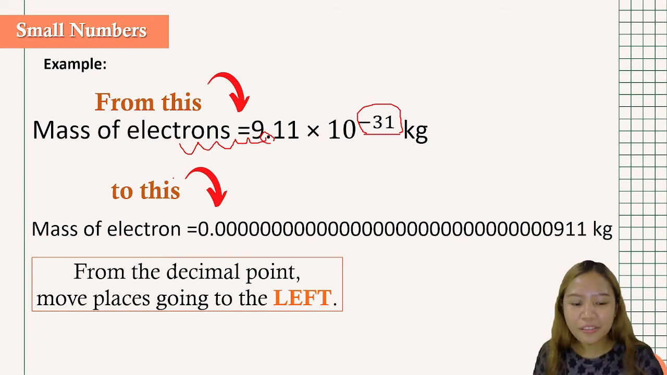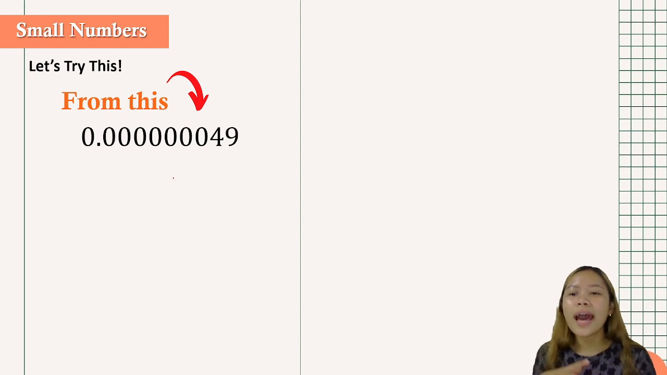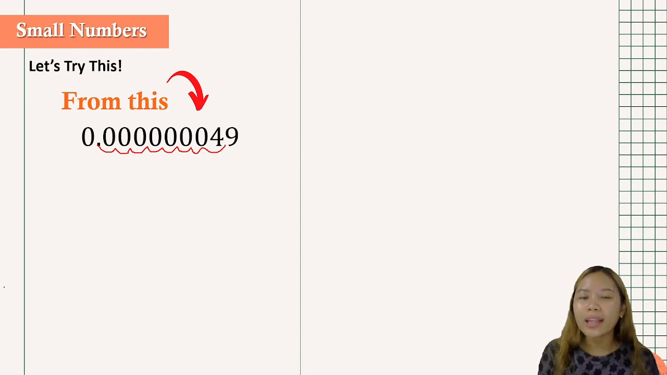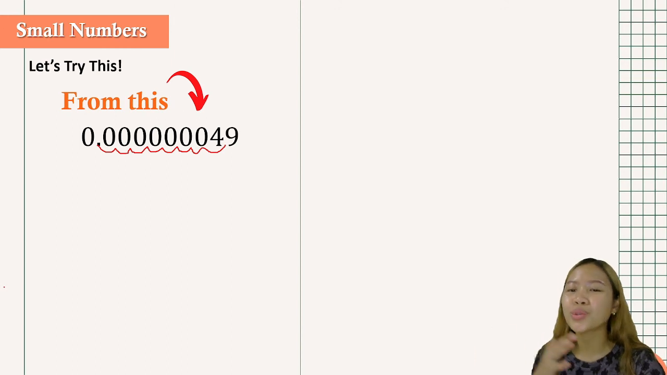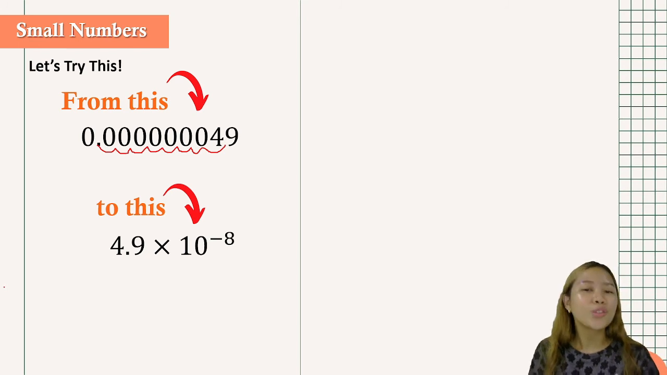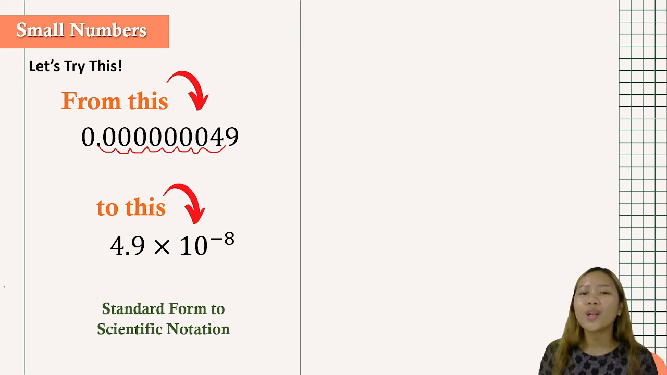Now, let us have another example. So, this is our value in standard form. So, we will be moving places going to the right. So, we have 1, 2, 3, 4, 5, 6, 7, and 8. So, we move 8 places going to the right. Okay, so because we moved 8 places to the right, for our scientific notation, we have 4.9 times 10 to the negative 8. And that is standard form to scientific notation.